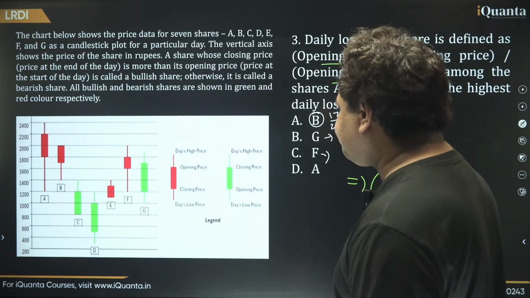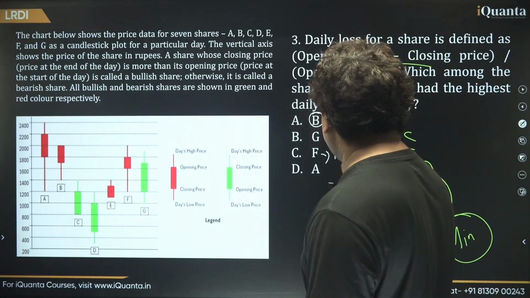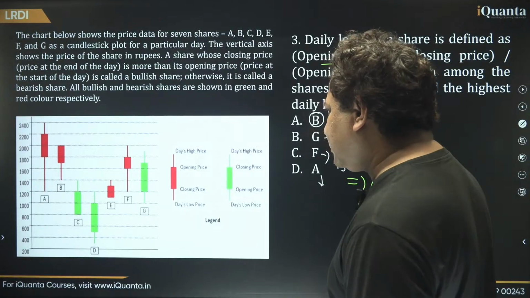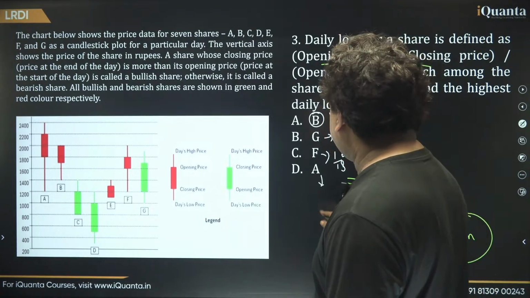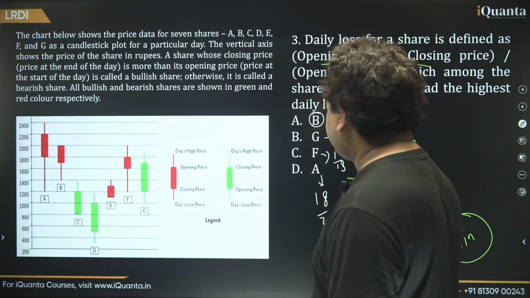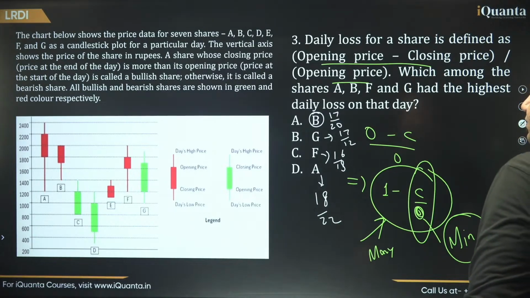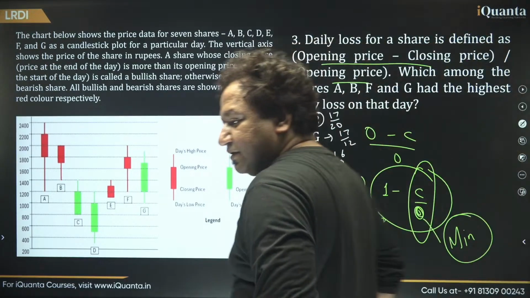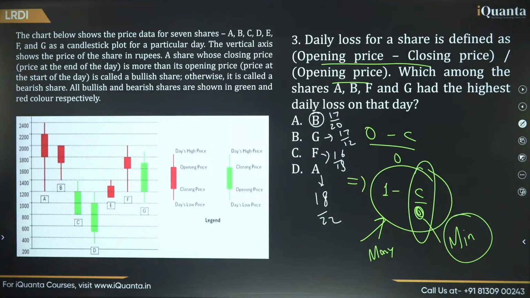F का is how much? Closing upon opening is 16 by 18, and here we have for A it's how much? 18 upon 22. All right, this is also a way of solving it. Is that clear, everyone? दोनों तरह से कर सकते हो.